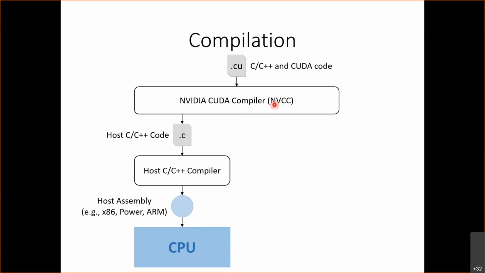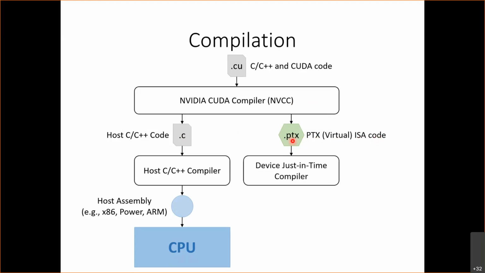So the compiler is also going to separate that code out. It's going to separate out the CUDA code that's meant to run on the GPU, and it's going to compile it down to something called PTX, which is a virtual ISA. Okay, and then there's a just-in-time compiler that will take this PTX and compile it down to the device assembly language, for example, SASS. Okay, and this happens when I run my program. Okay, and then finally, this device assembly code is going to be run on the GPU.